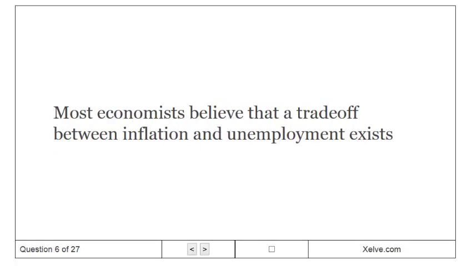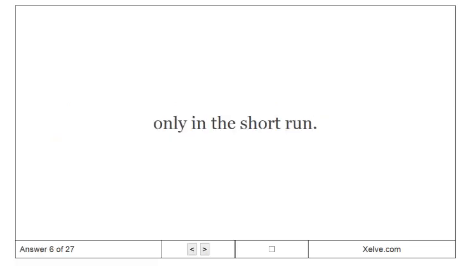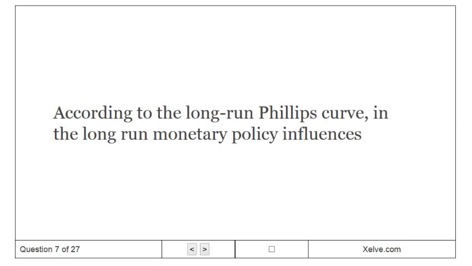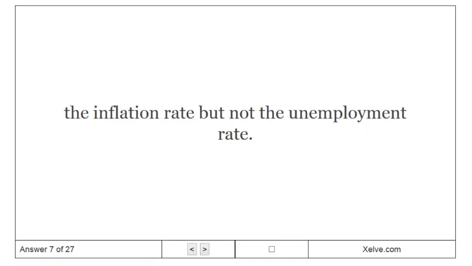Most economists believe that a trade-off between inflation and unemployment exists only in the short run. According to the long-run Phillips curve, in the long run monetary policy influences the inflation rate but not the unemployment rate.